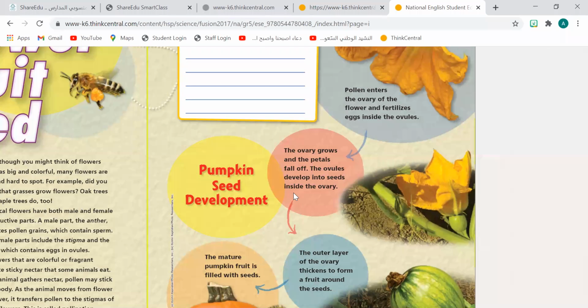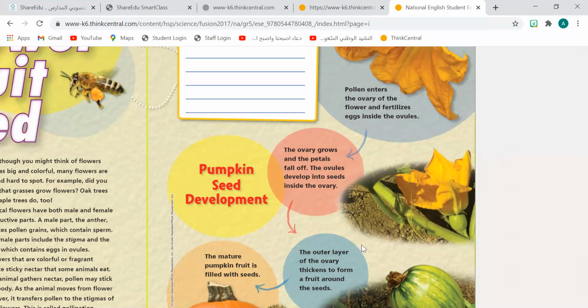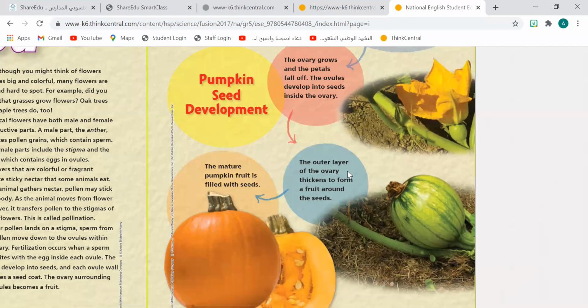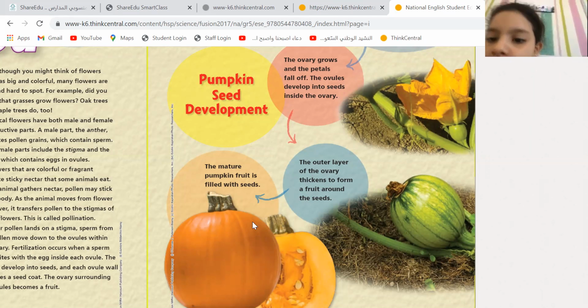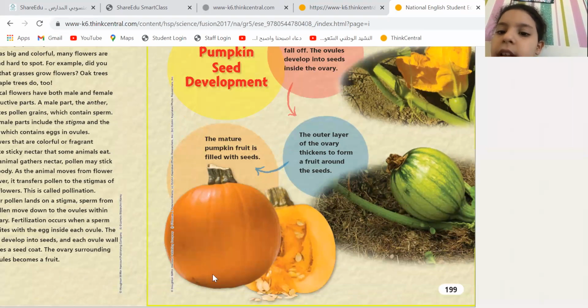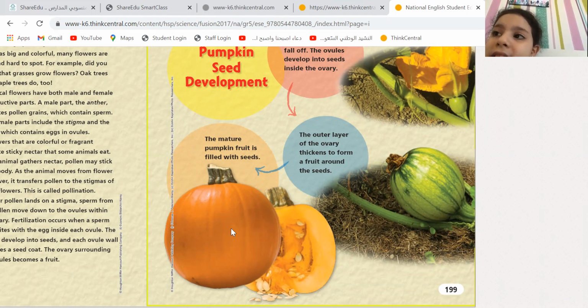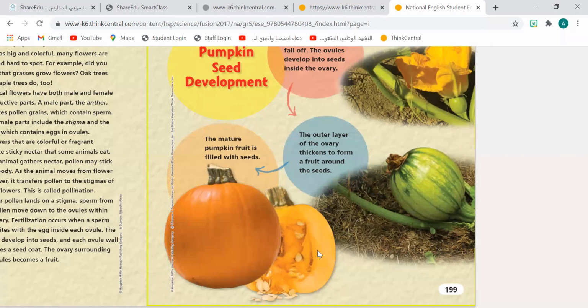After a seed is formed inside the ovary, the outer layer of the ovary will become very thick. See, this is the ovary. It becomes very thick to form a fruit around the seed. Finally, we have the mature pumpkin fruit filled with seeds.